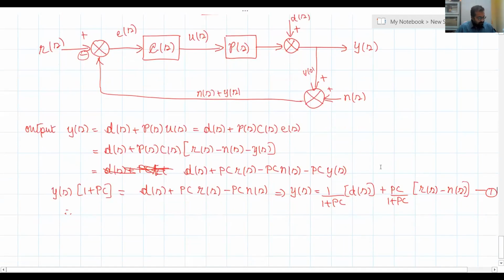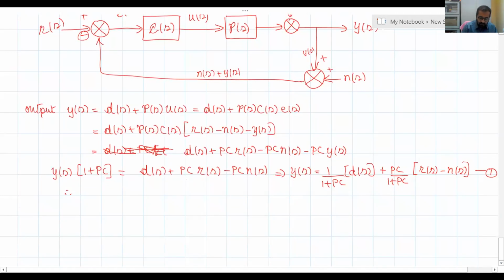Then coming to the tracking error, or error.